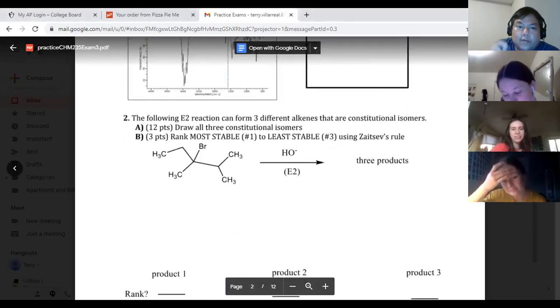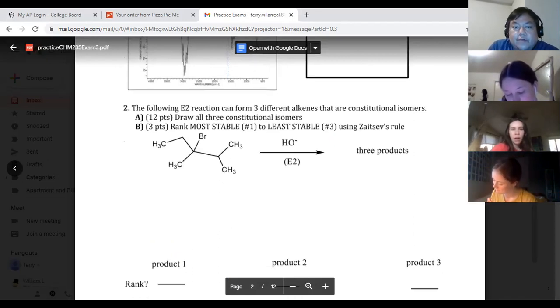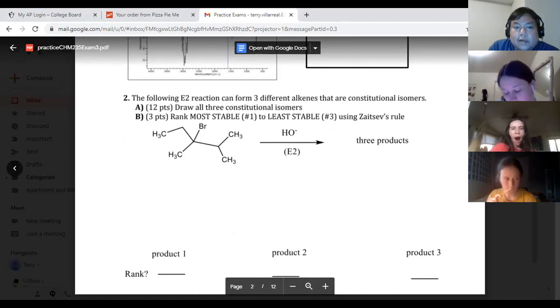Okay. The following E2 reaction can form 3 different alkenes that are constitutional isomers. Draw all 3 constitutional isomers and rank them from most stable to least stable using Zaitsev's rule. So go ahead and draw all 3 products. I will give you guys a moment.